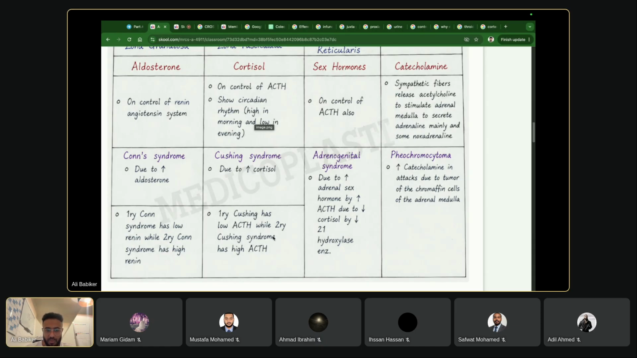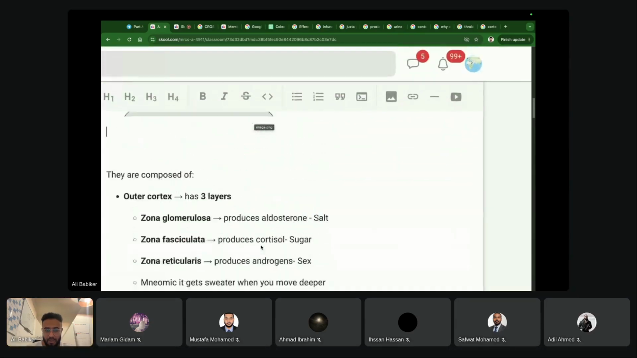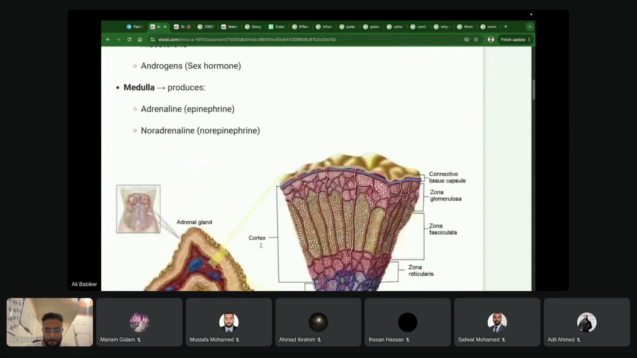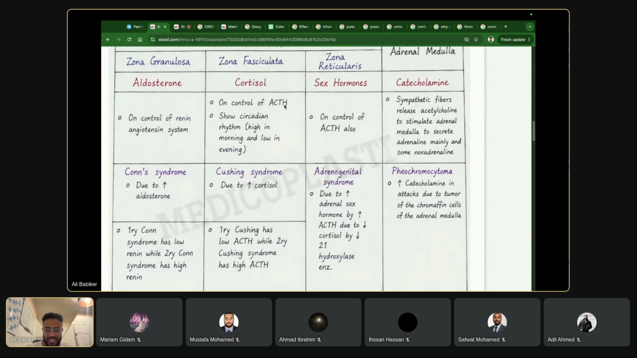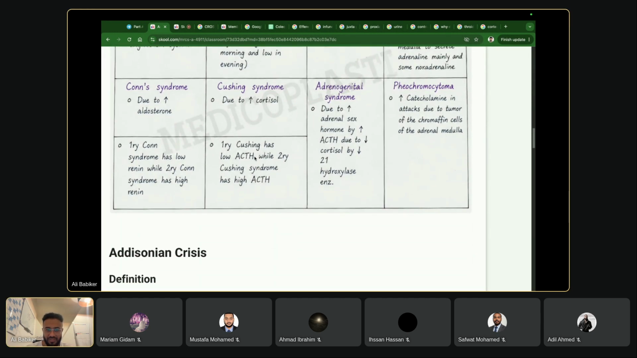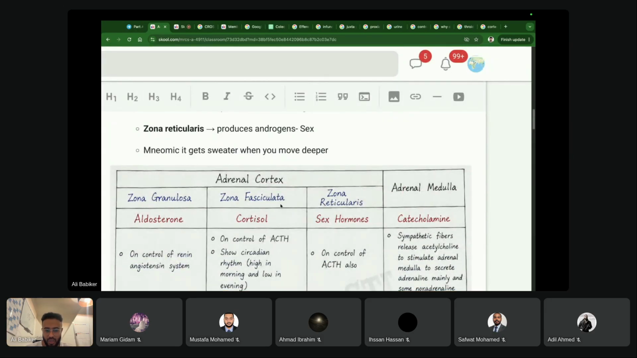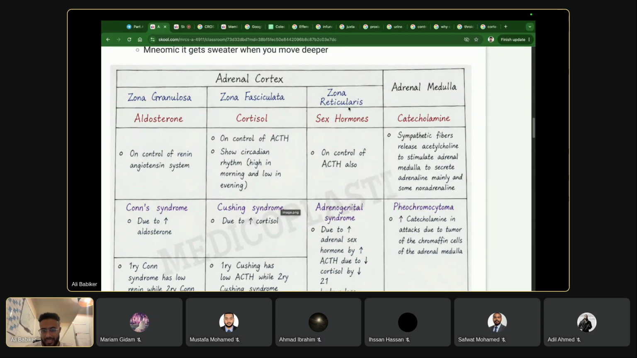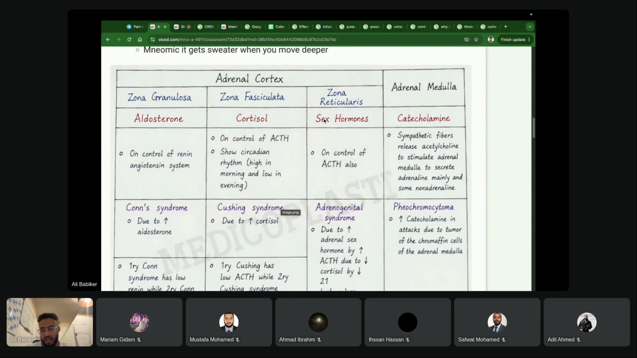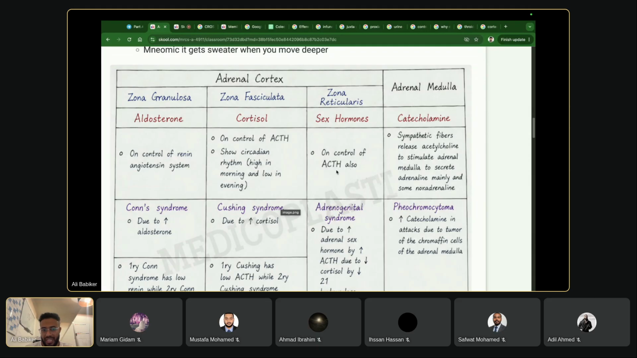Secondary Cushing syndrome, they will have high ACTH, meaning the problem will be from the pituitary, the anterior pituitary. The anterior pituitary is producing a lot of ACTH, and a lot of ACTH is activating the zona fasciculata, producing more cortisol. Zona reticularis, sex hormone, as we said, is under control of ACTH also.